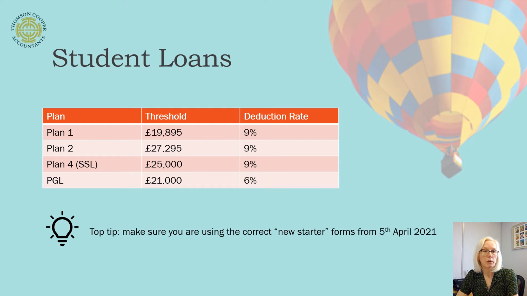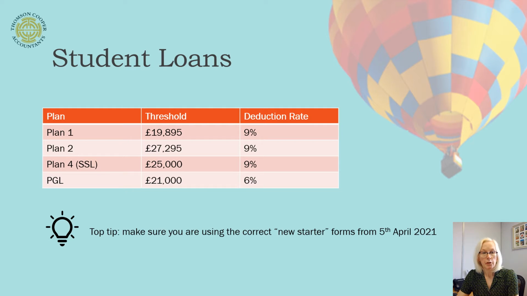So let's now look at student loans. The big change here is the introduction of a new loan type, a Scottish Student Loan Plan 4, where the threshold for repayment will start at £25,000 per annum. The deduction rate is the same at 9%, and you can see there within the table the thresholds and deduction rates for the other student loan and postgraduate loan types.